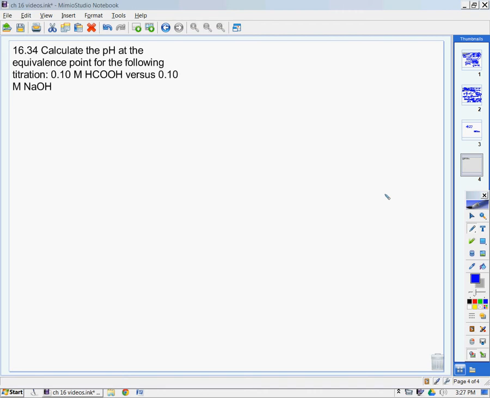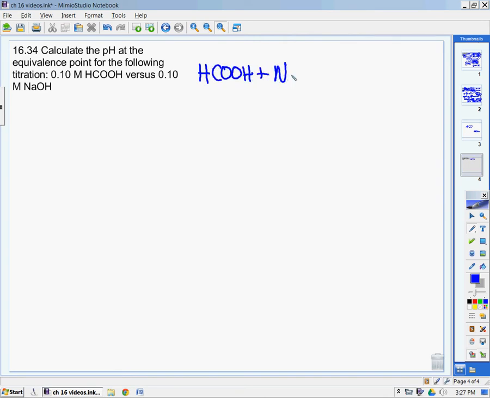For such a short problem written in the textbook, this one's pretty deceptively difficult. The reason it's deceptively difficult is because when you react formic acid plus sodium hydroxide, both of them go away. You don't have either thing anymore. This is a weak acid and this is a strong base.